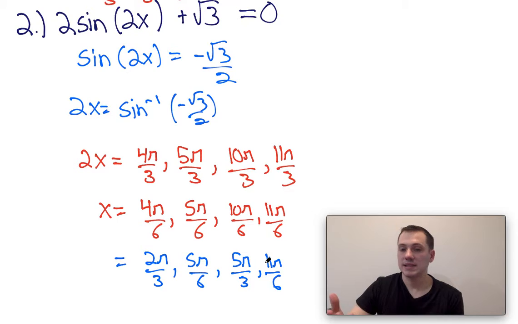And that's it. That's how you deal with double angle identities that just have one identity within the problem.